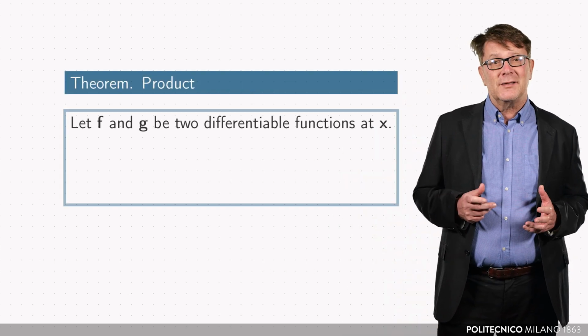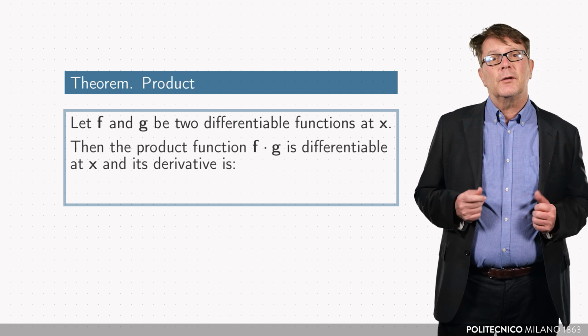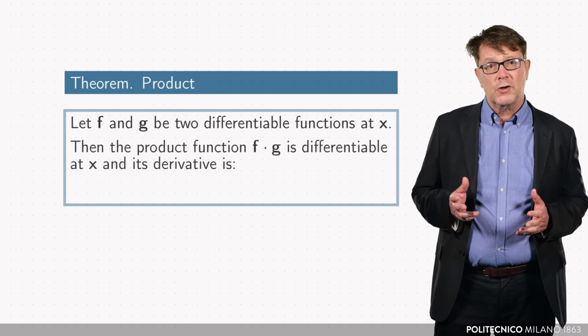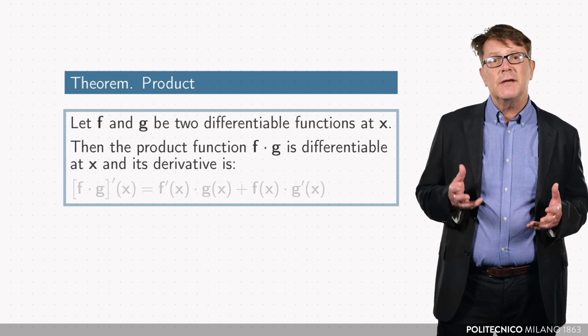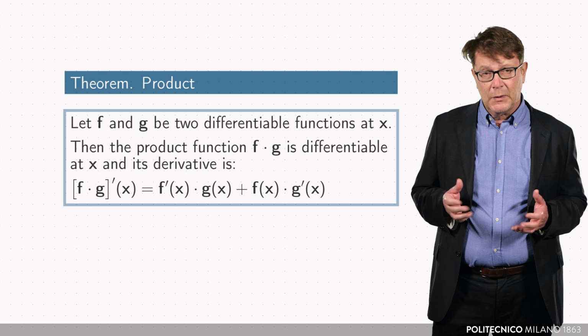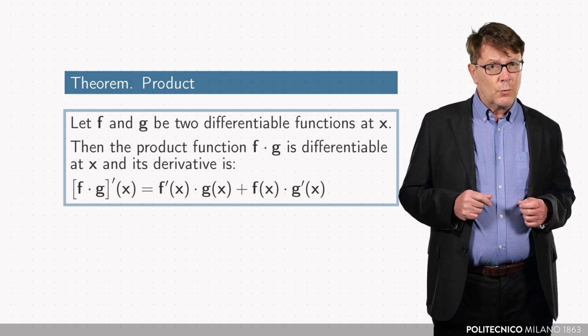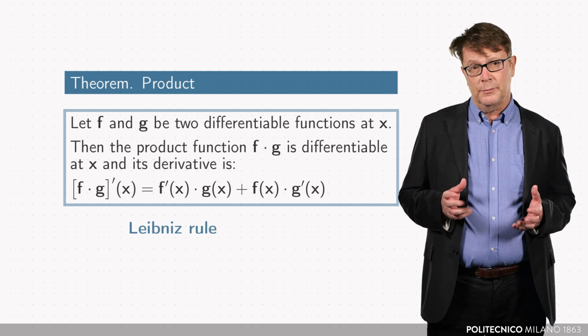The link between the derivative of the product, f times g, and the derivatives f prime and g prime of the two factors is more complicated. It is in fact given by this theorem. If f and g are differentiable at x, then the product function f times g is also differentiable at x, and its derivative is given by f prime times g plus f times g prime, where each function is evaluated at x. Such a formula is known as the Leibniz rule.